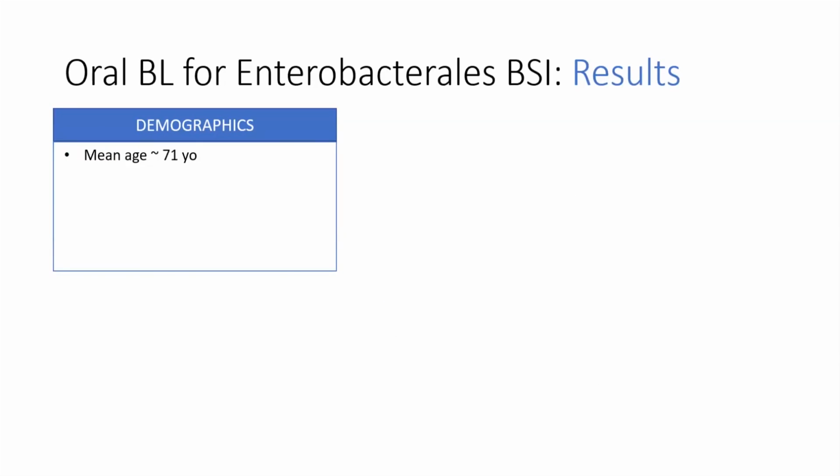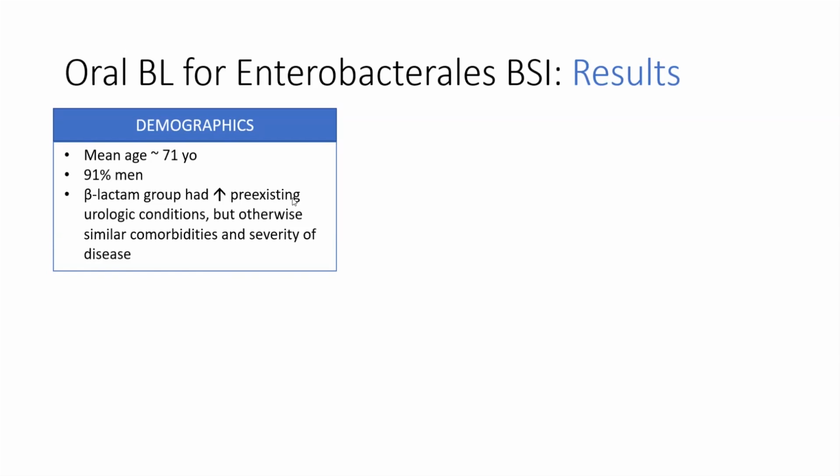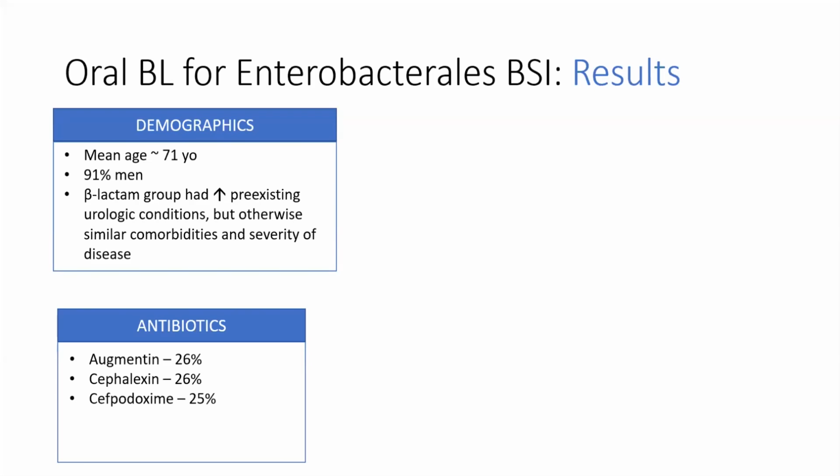On average, the patients were older, mean age of 71, and this was a VA study, so 91% of the patients were male. The beta-lactam group had more pre-existing urologic conditions, but otherwise the groups were pretty well balanced. About 25% of patients each received Augmentin, cephalexin, or ceftriaxone as their oral step-down therapy. And in the fluoroquinolone and Bactrim group, ciprofloxacin was overwhelmingly the most common antibiotic used.